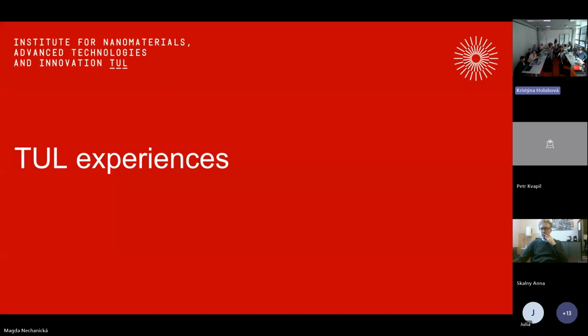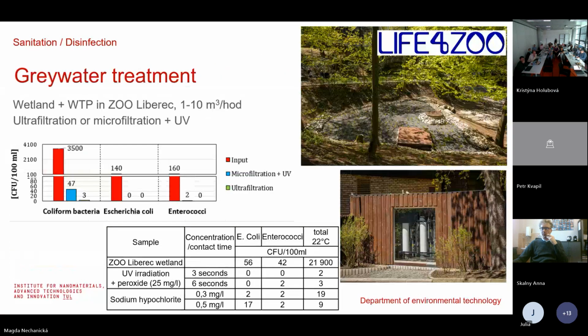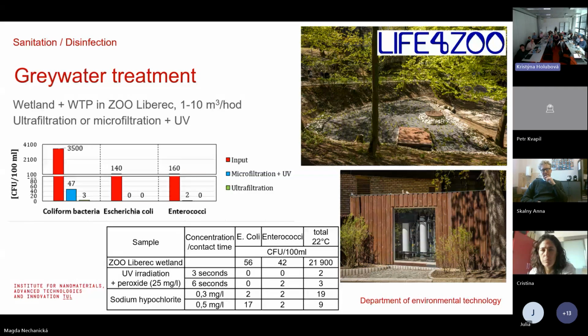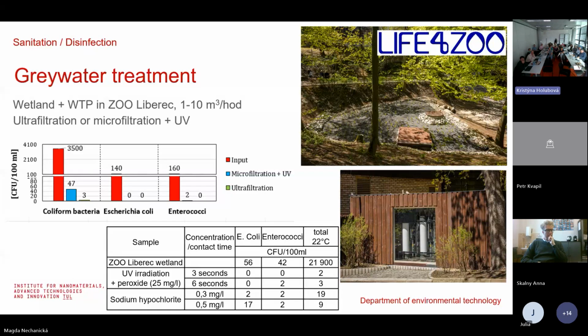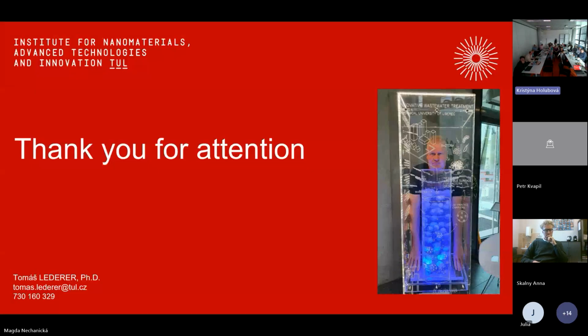Rainwater sanitation is what I mentioned before. Water treatment is something you will see tomorrow. There are numbers from some testing of other methods than ultrafiltration. It is also UV radiation, sodium hypochlorite, and here you can see what is important is the absolute decrease of microbial contamination by ultrafiltration to almost zero. And thank you for your attention.